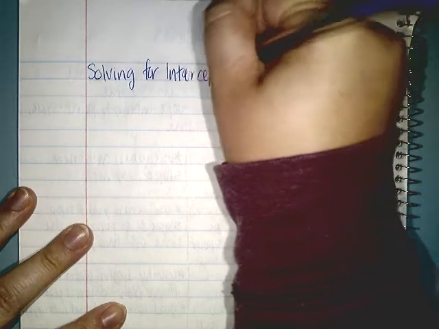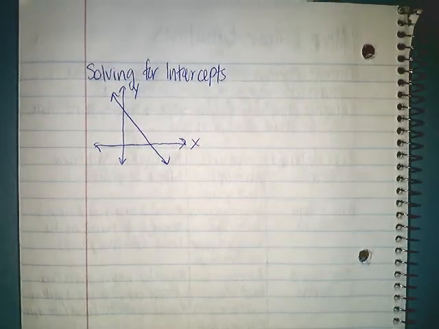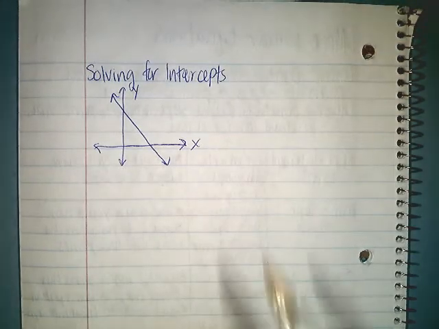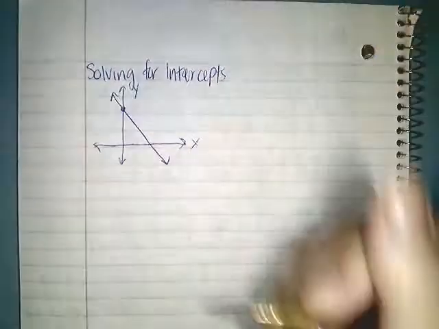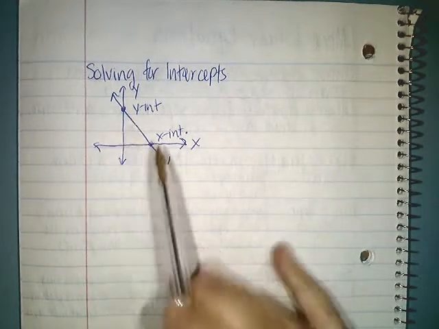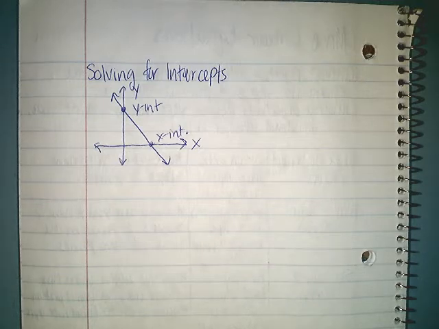So solving for intercepts. Just a refresher on what intercepts are. It's where they cross the axes. So if this is my x-axis and my y-axis, I had a linear equation. Now, this is true for functions that are not linear. Intercepts by definition are where they cross an axis. So this here would be my y-intercept. This here would be my x-intercept. And again, we call these intercepts whether this is a linear function, a quadratic, or any other function, where it crosses the axis is an intercept.